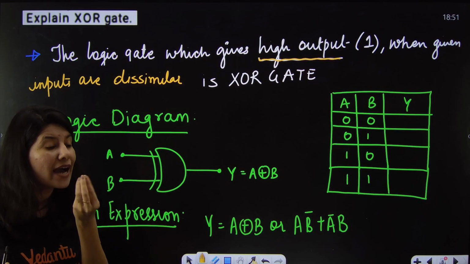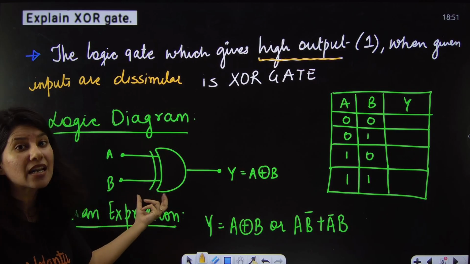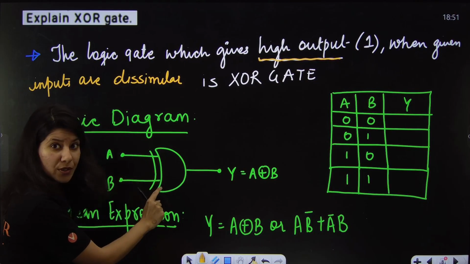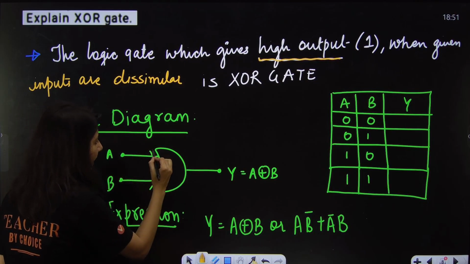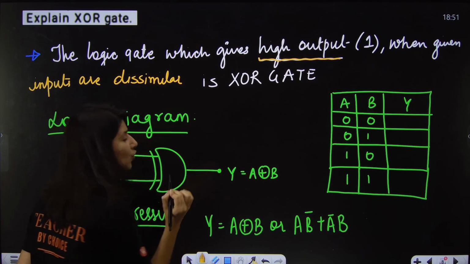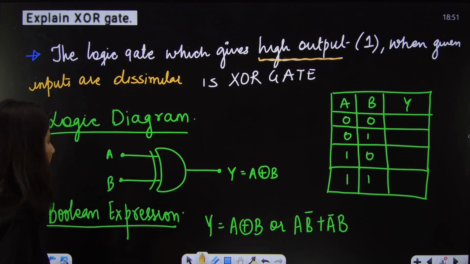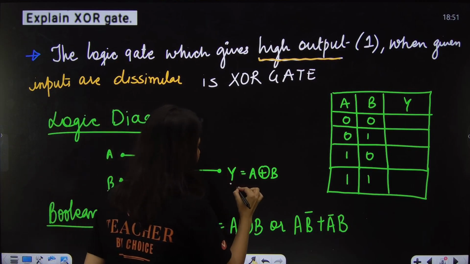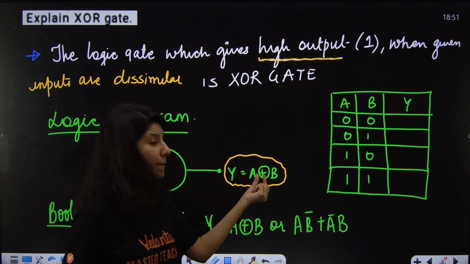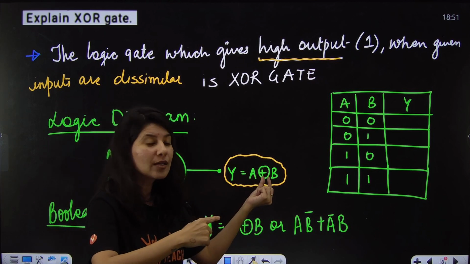I don't have to speak XOR gate. This diagram itself is telling that this is an XOR gate. Here there are two inputs, and this circular-shaped thing, and this will give you output. And how to write the expression for XOR gate? This is the Boolean expression, A plus with a circle on it, plus B.